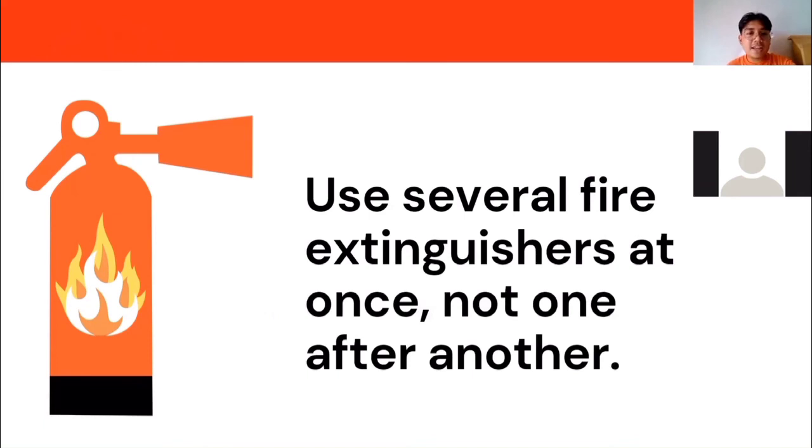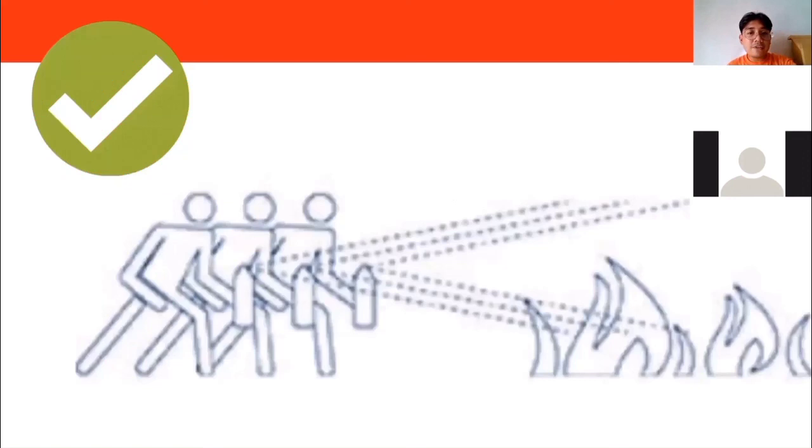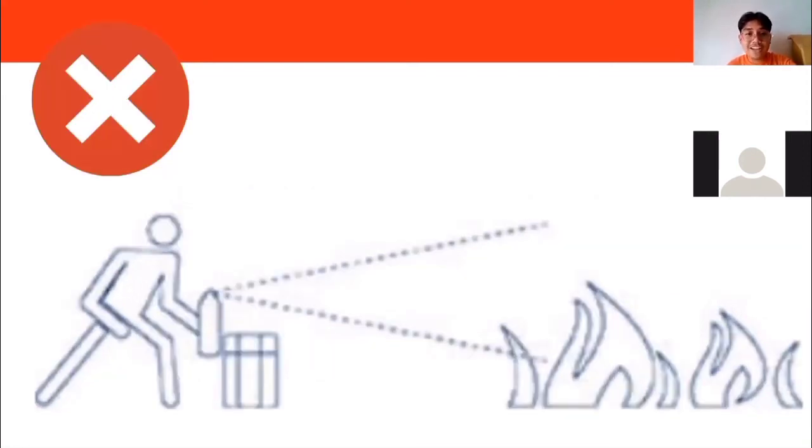Now, second to the last thing. Rather than using one extinguisher after another, use many at once. All available fire extinguishers must be discharged all at once to immediately put out the fire and prevent it from spreading. If the fire extinguishers are used one after another, it would lessen the time frame before the fire spreads. So if ever there is a fire, use more than one, not only one, okay?